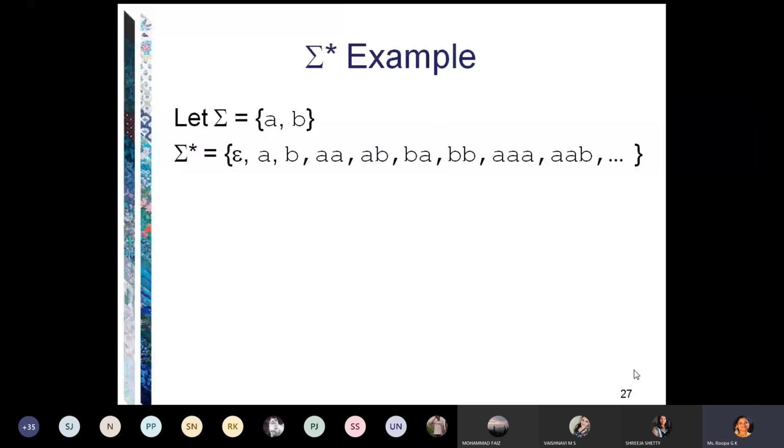Now, one small work for you. Problem: write sigma star for sigma equal to 0 comma A. It's not 0 comma 1, I say 0 comma A. I will give you 1 minute. Write sigma star for sigma equal to 0 comma A. Don't write all strings, just 4 or 5 is enough, then put dot dot dot. Anyone?